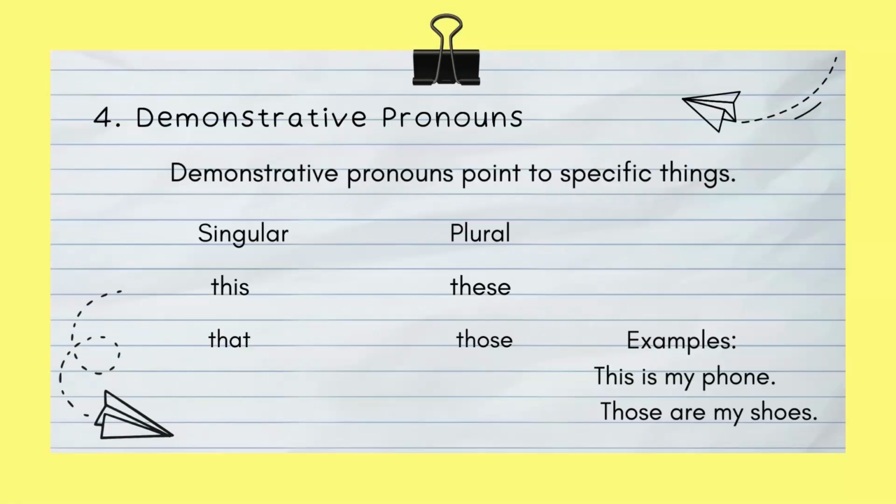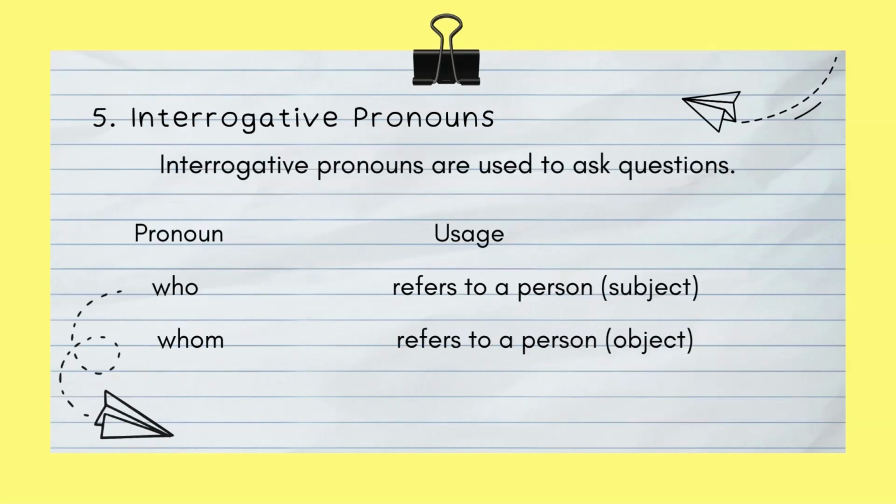4. Demonstrative pronouns. Demonstrative pronouns point to specific things. Singular, plural, this, these, that, those. Examples. This is my phone. Those are my shoes.